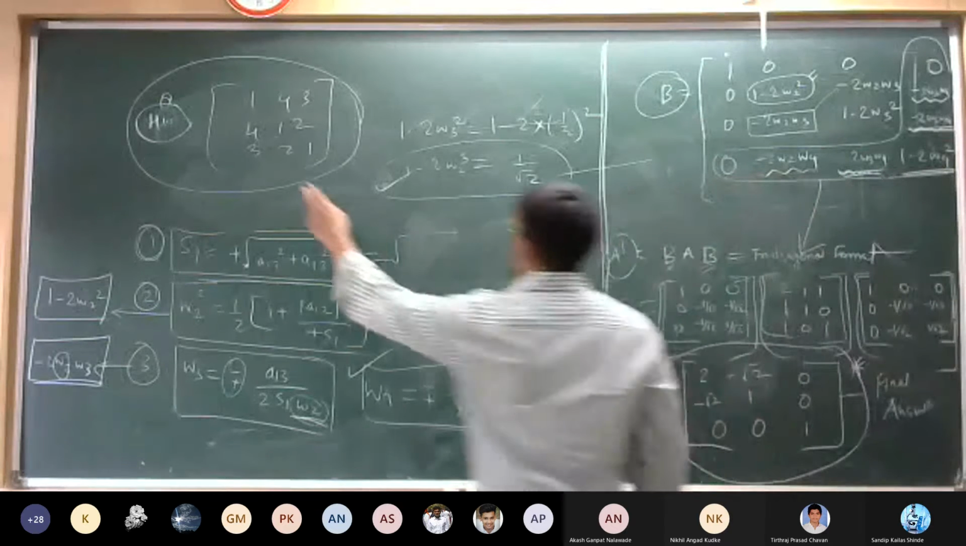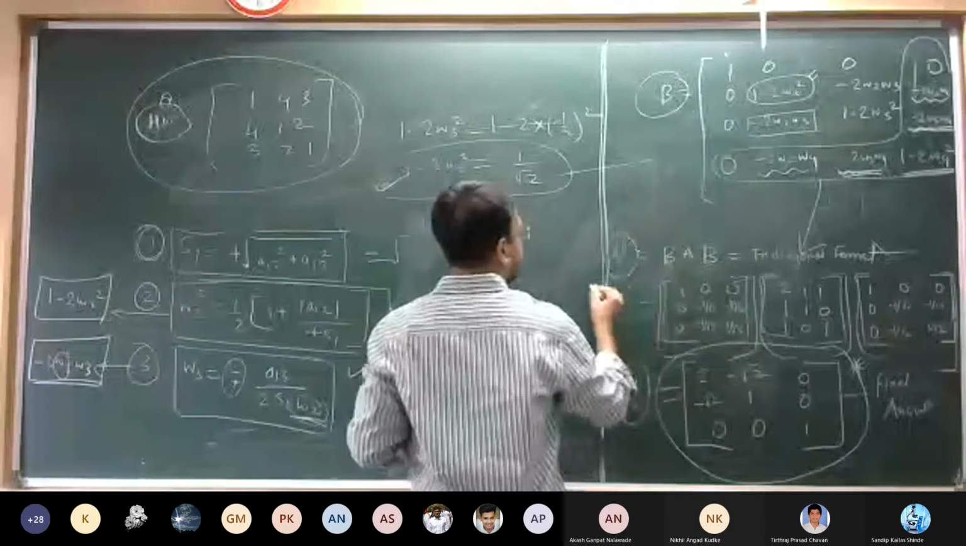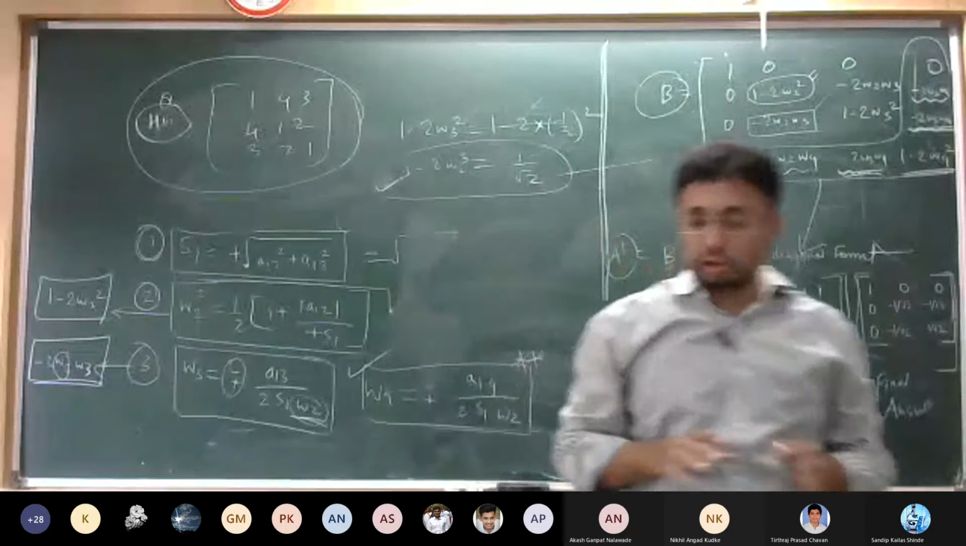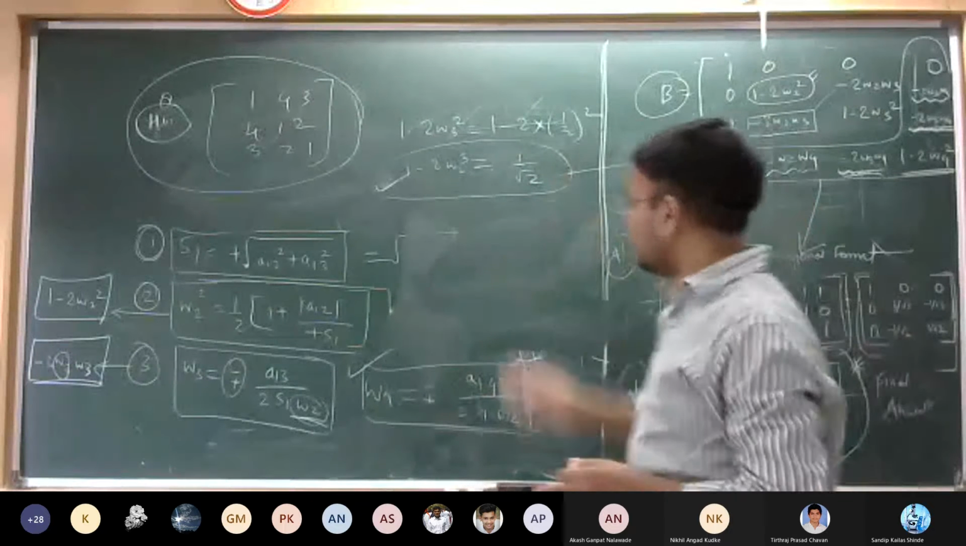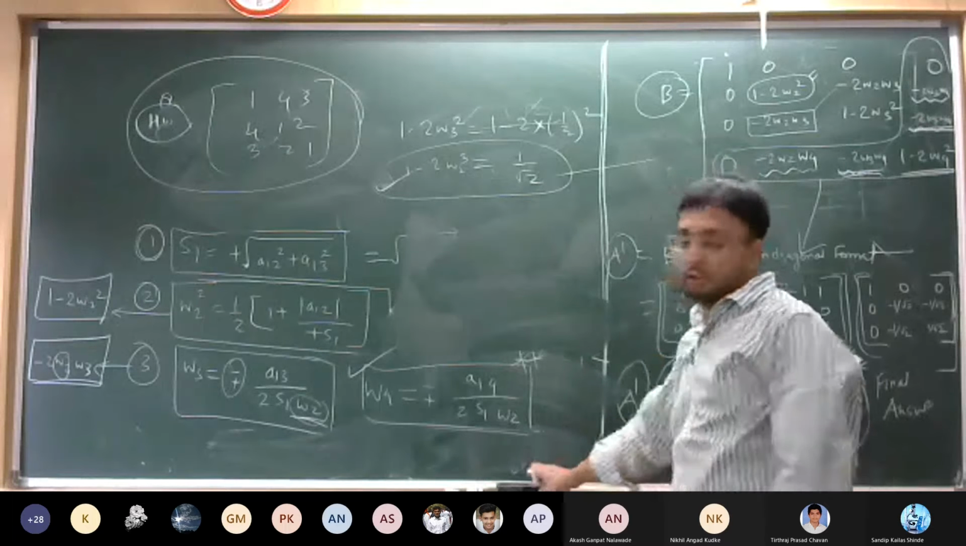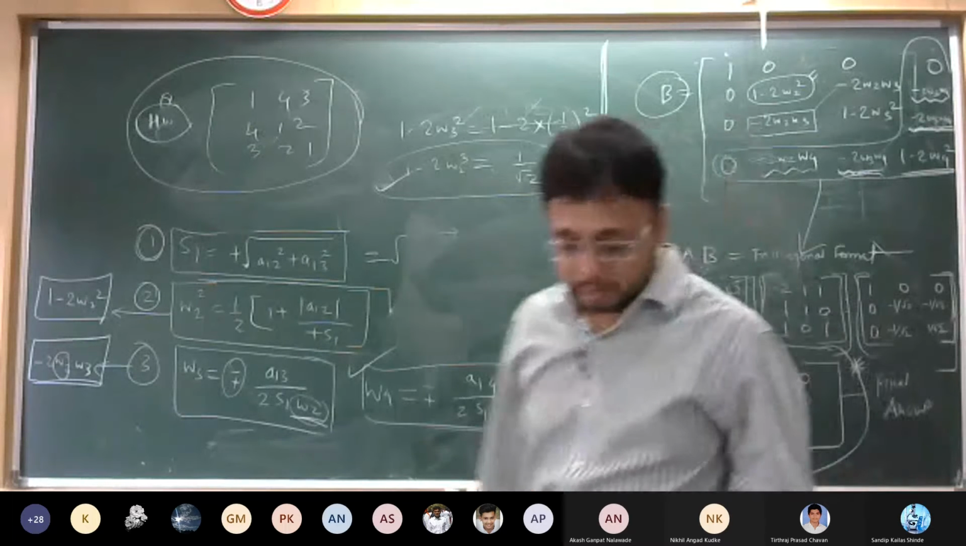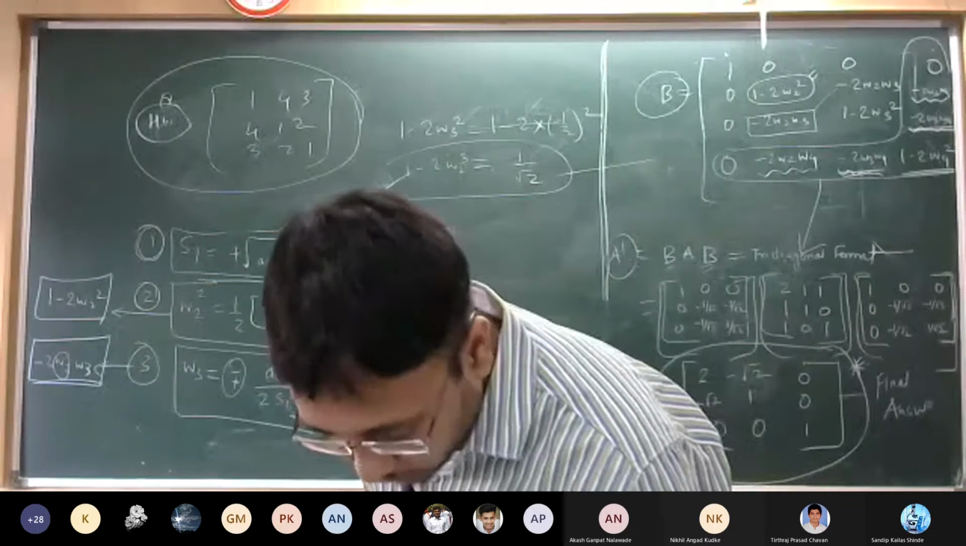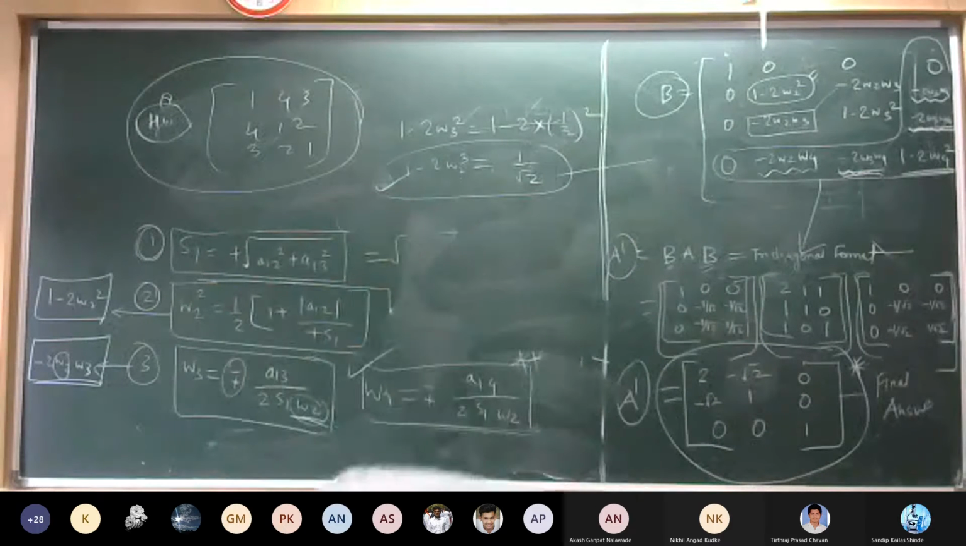So given matrix, orthogonal matrix, and given tridiagonal matrix, this is a simple procedure. We need to adopt this procedure, put these values, and use it as it is. Obviously there would be a derivation, but it would not be asked in examination. That's why I have not explained.